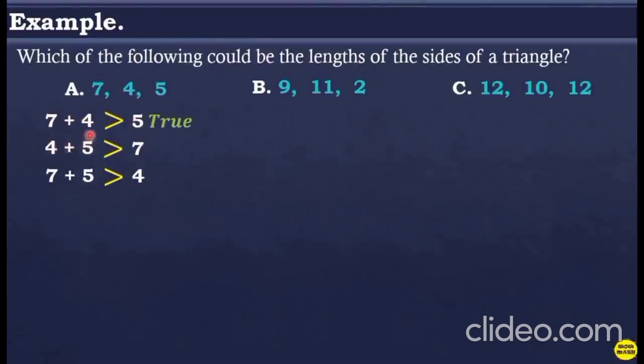4 plus 5 is 9. 9 is greater than 7. This is also true. 7 plus 5 is 12. And 12 is greater than 4. So, this is also true.